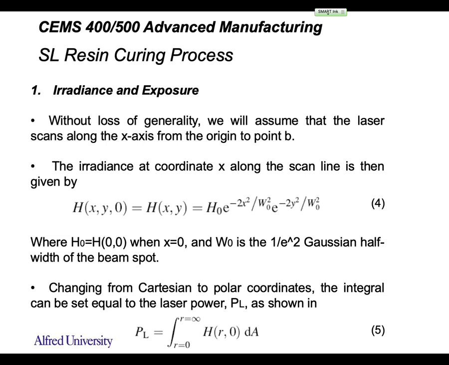That one has to be multiplied by the exponential of minus 2x squared over W0 squared, which is related to x, and this is related to y. That Gaussian is based on the Gaussian assumption of the laser intensity distribution. Let's assume this is true.